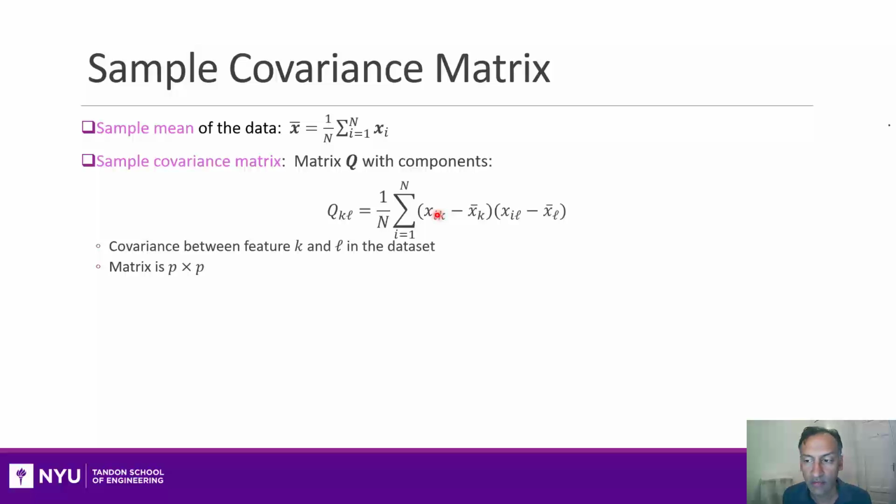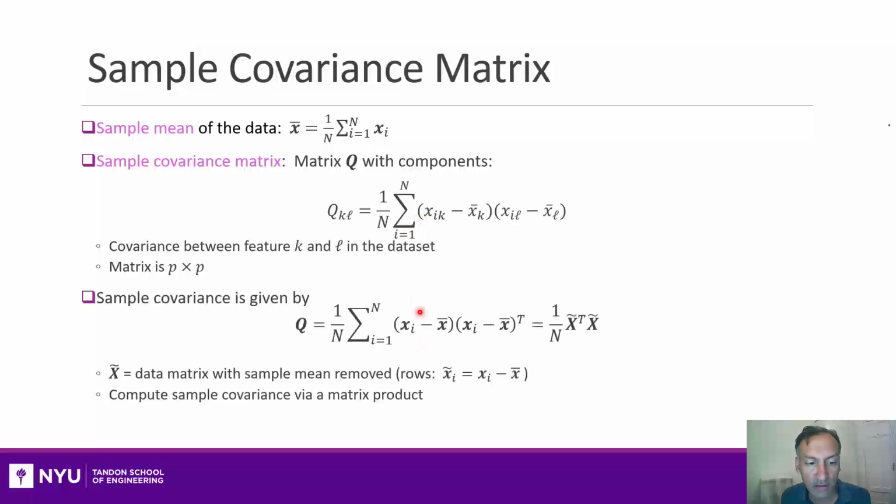So if you have two features, let's say they are the price of the house and the square footage of the house, this would be the sample covariance between those features, and you construct the matrix of all of those features. You can also write this in vector form like this. This product here is none other than the outer product between xi minus x bar and xi minus x bar transpose. And when you do this, you can show, and I'm not going to show it here, that this is equivalent to writing it as a matrix product of what I will call x tilde transpose and x tilde, where x tilde is just the data matrix with the sample mean removed. I'll let you show this on your own. It's not that hard of a calculation.